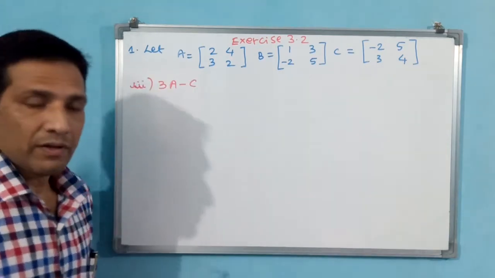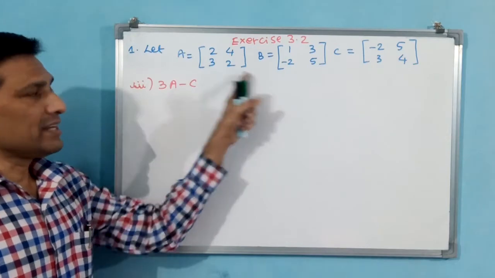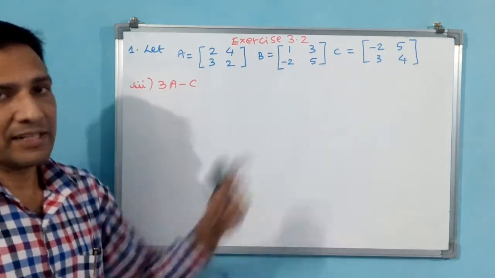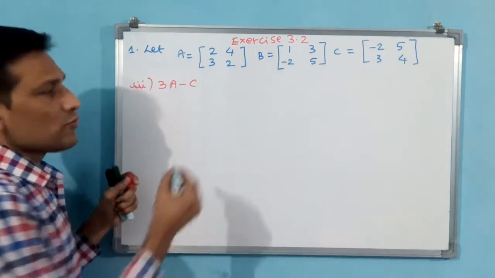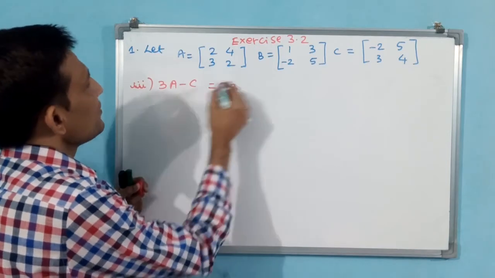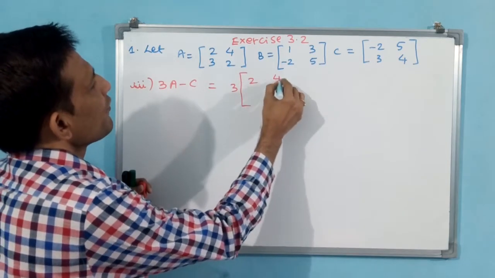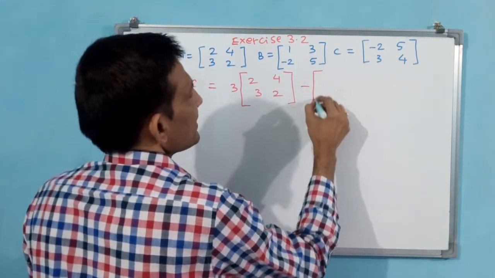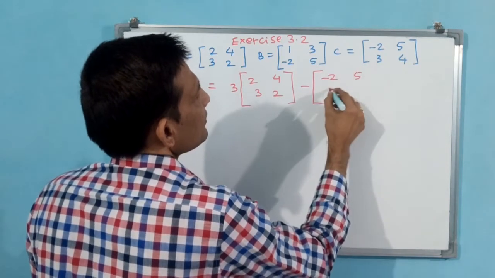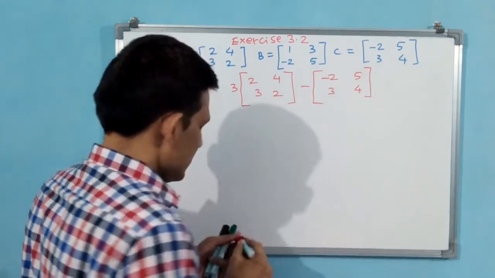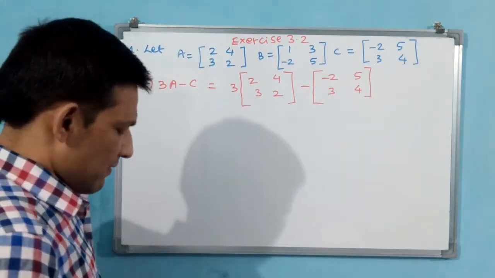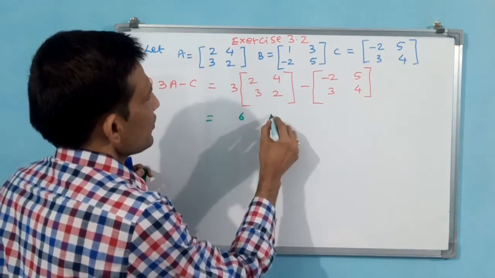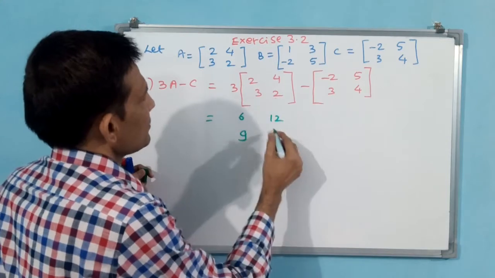Let us go for the third part, 3A minus C. See, A is on the left side and C is on the right side. Very good. Then first you write how: 3 into A, that is 2, 4, 3, 2, minus C, and C you write again here, minus 2, 5, 3, 4. Like this you write and perform the operation. Now first you send this 3 inside: 6, 12, 9, 6.